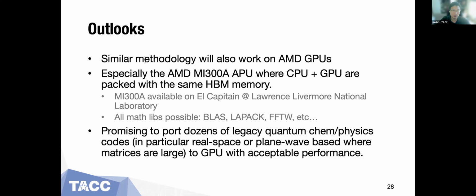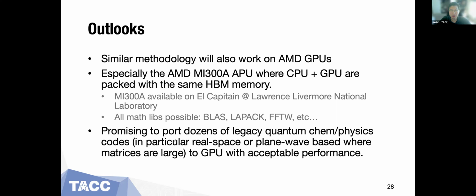And a quick outlook. Similar technology, similar methodology can be applied to AMD GPUs as well, especially the AMD MI300A APUs, where the CPU and GPUs are packed together with a single piece of HBM memory. And MI300A is available on the El Capitan machine at Lawrence Livermore National Lab. On that particular APU, not only BLAS will work well, but many other math libraries can be automatically offloaded, like LAPACK, FFTW, etc.